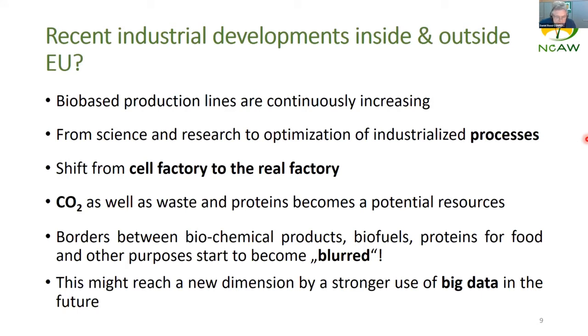What are the recent industrial developments in Central Europe? In a very synthetic way, bio-based production lines are increasing. Science and research are looking to optimize, as we said before, industrialized processes. We shift a lot in Europe from the cell factory, not only for academia, to the real factory, scaling up our industrial production. CO2, as well as waste and by-products, become potential resources coming from biomass and from waste. Borders between biochemical products, biofuels and proteins for food start to become blurred. We match all these types of feedstock, and this may reach a new dimension also using big data.